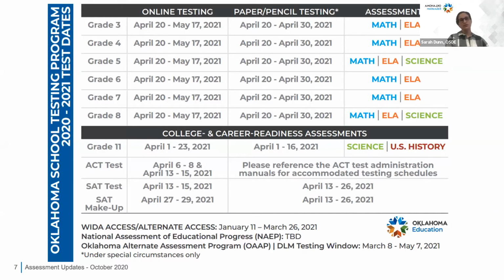On this schedule, you'll also see at the bottom that we have WIDA test dates, NAEP test dates, and the test window for the OAP, or the Oklahoma Alternative Assessment Program.